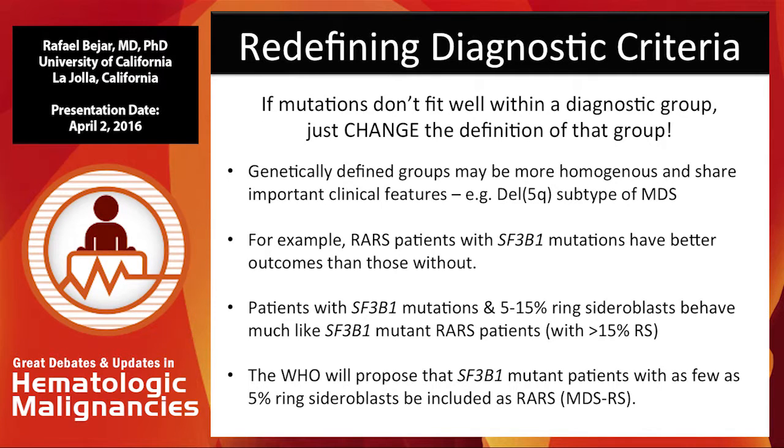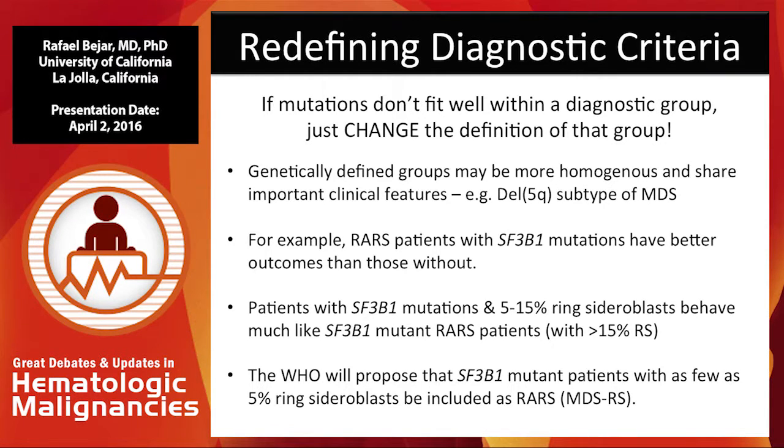Well, one thing we can do is cheat. That is, if our mutations really don't fit neatly into our existing diagnostic categories, we can just change our diagnostic categories and make sure that our mutations define them instead. So can we do that? Well, we've done that in the past. We have taken patients with del(5q) MDS and said that these are really their own subtype of MDS. This is their own diagnostic group, and it made sense to do this.